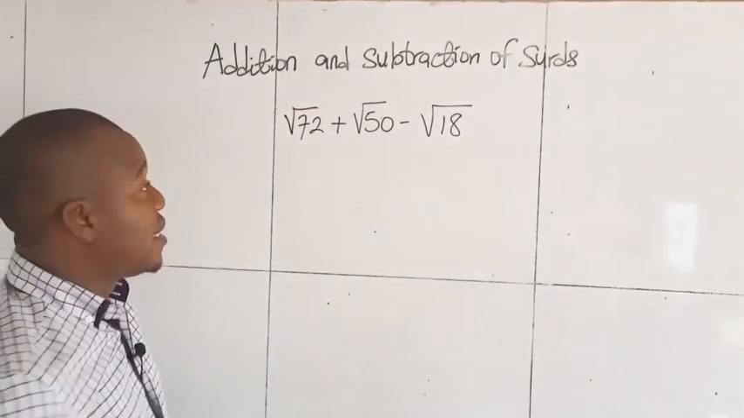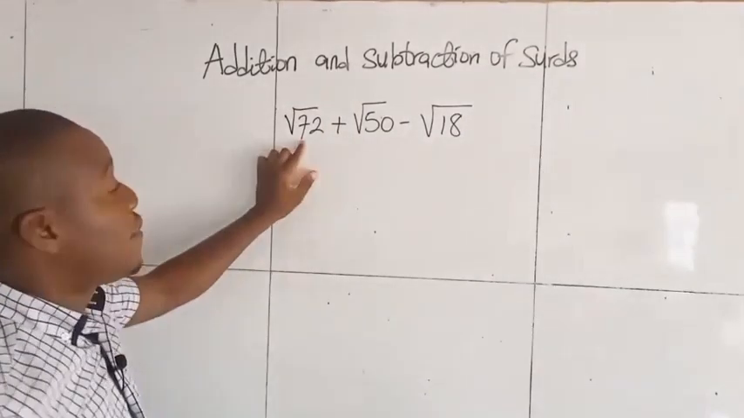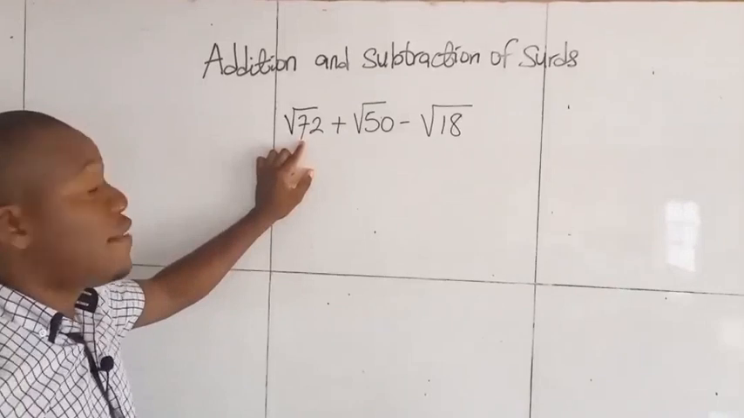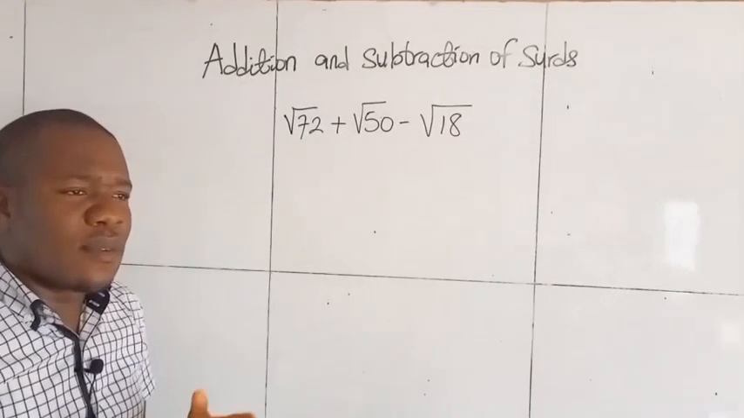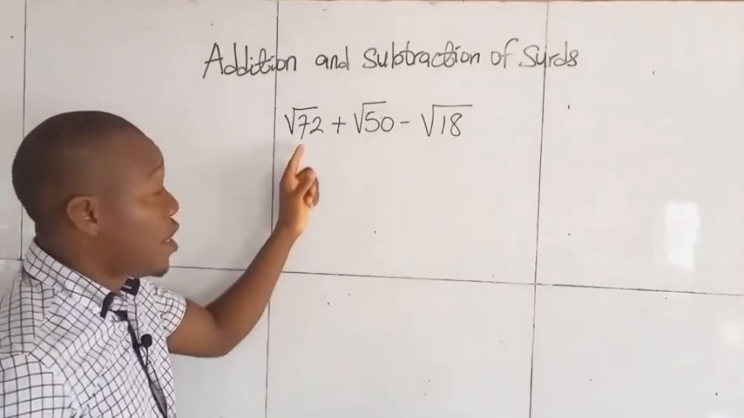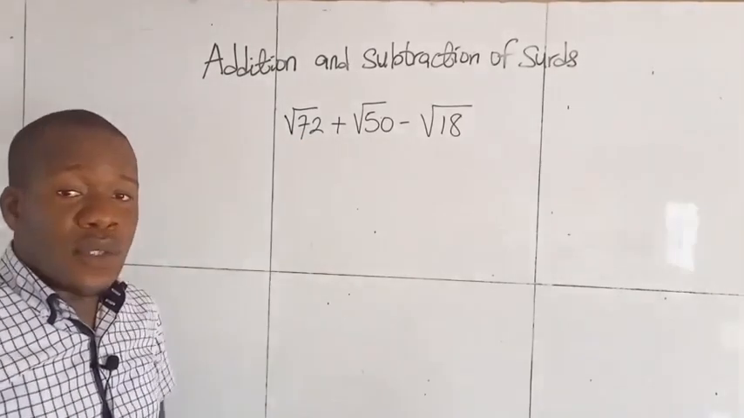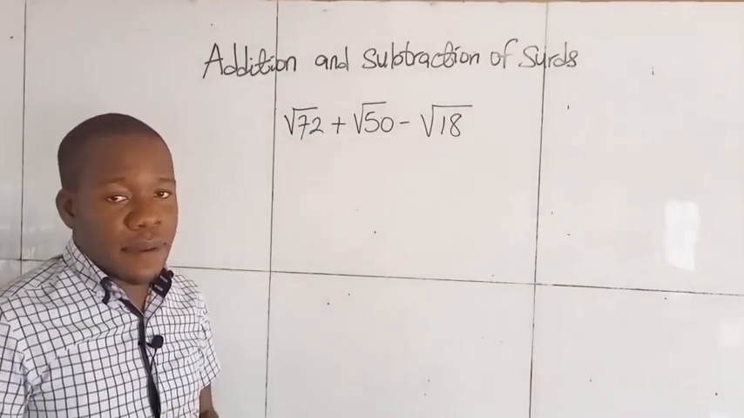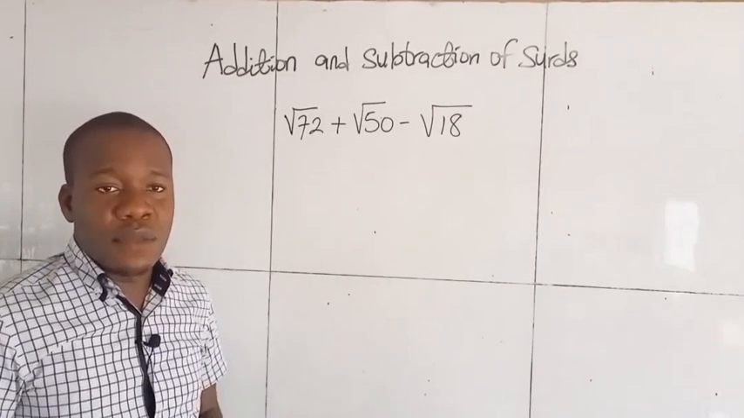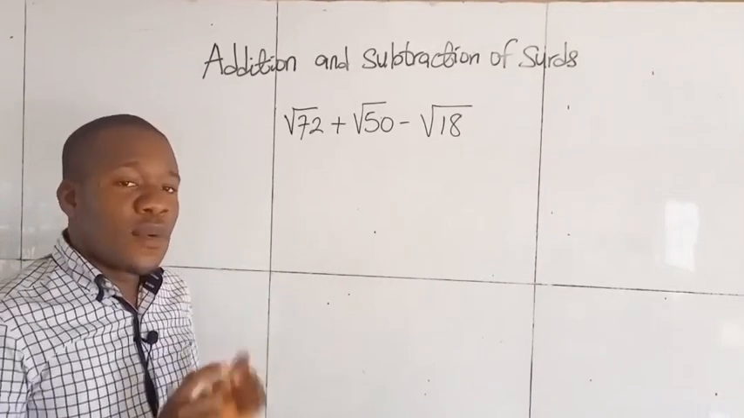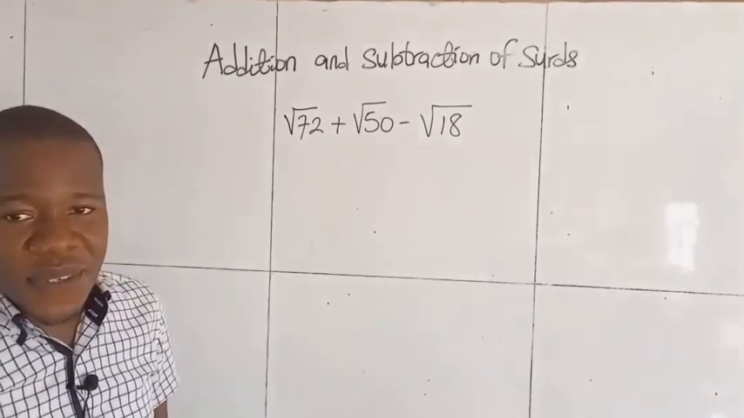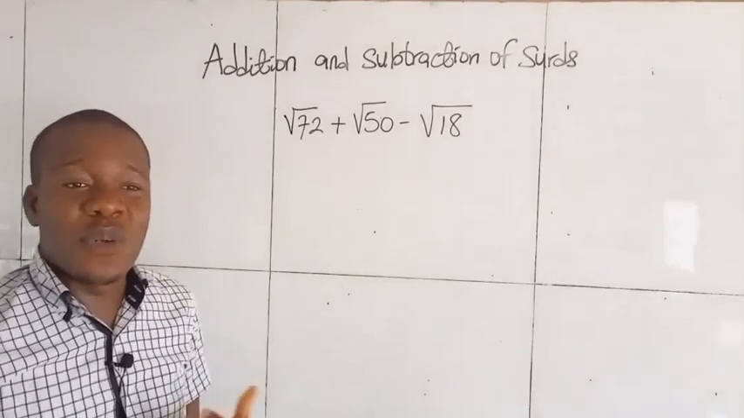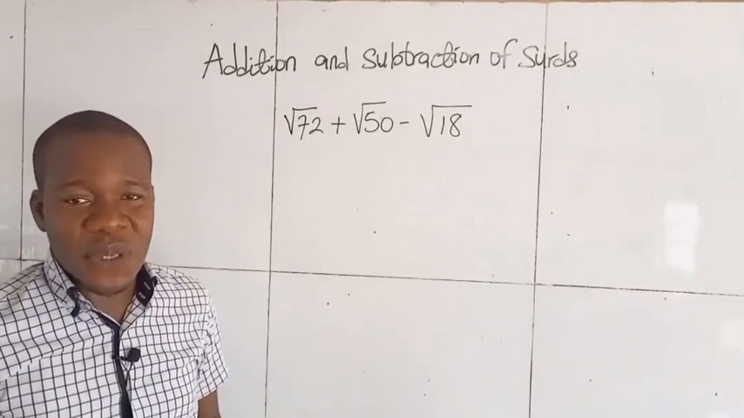How do we do that? So I start. Look at the first number very clearly. We have 72. So what we do is to find two numbers that will multiply themselves to give you 72. But one of those two numbers must be a perfect square. This condition must be met. I repeat, one of the two numbers must be a perfect square. What is a perfect square? A perfect square is a number whose square root is a whole number.